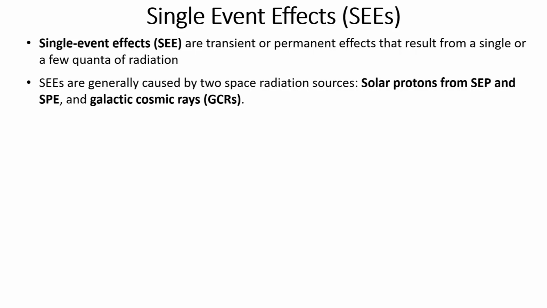So, the single event effects are generally caused by two types of space radiation sources, which we already discussed. One is solar protons, which come from solar energetic particles, also called solar particle events or solar proton events, and the other is galactic cosmic rays. In these two phenomena, you can have very high energetic radiation particles. It can be in the giga electron volt, GeV, range.